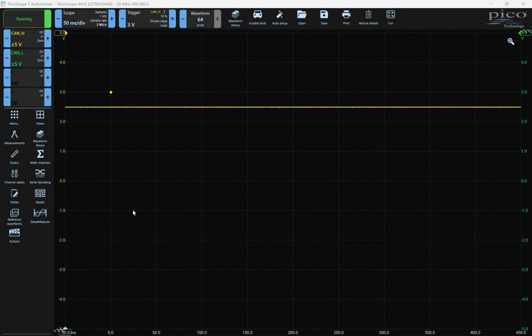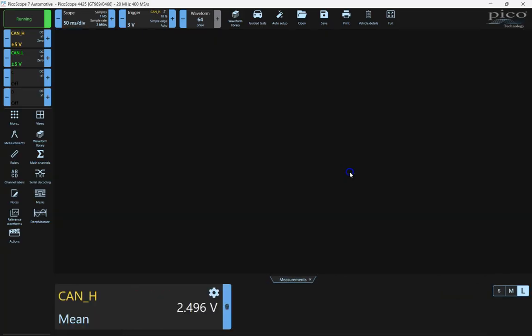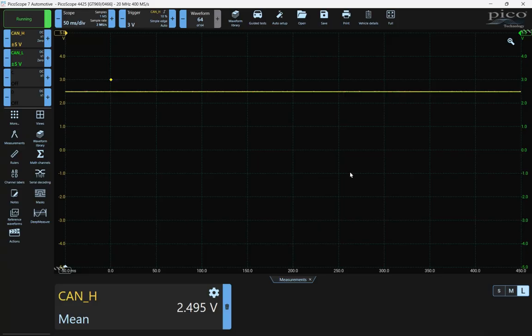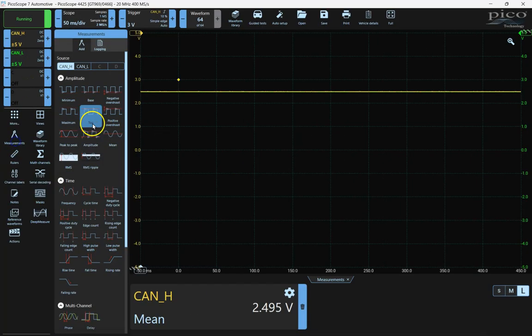So in this fourth episode, we'll take a look at some actual CAN problems. Before we do, I have one more small piece of theory that I need to go over, and that is CAN voltages. With the oscilloscope, I can add measurements. I'm going to take CAN high, and I'm going to add the mean. The mean is another word for average. I'm going to do the same thing for CAN low. We'll go ahead and add a measurement for it, CAN low, and I'm going to add the mean.